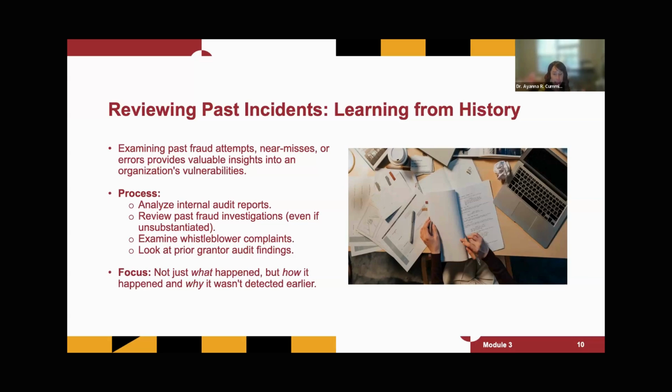It helps us to analyze our internal audit reports and review past investigations of fraud, even if the fraud turned out to be unsubstantiated then. It doesn't mean we're free and clear for the rest of our journey. We must also examine those whistleblower complaints, as to what circumstances surrounded that and what caused it to occur and so forth. And then look at our prior grantor audit findings. What did they find?